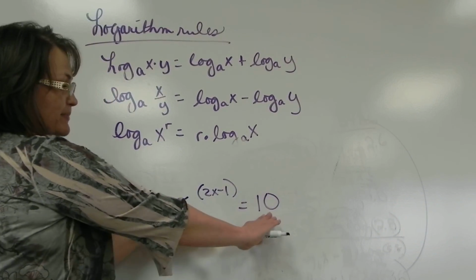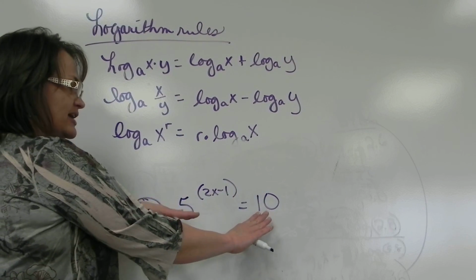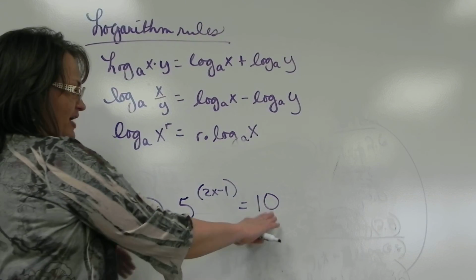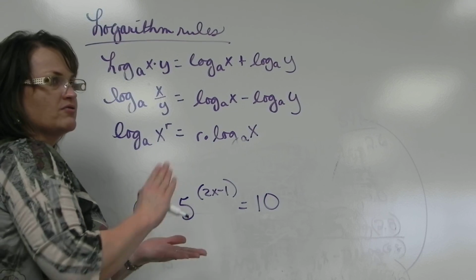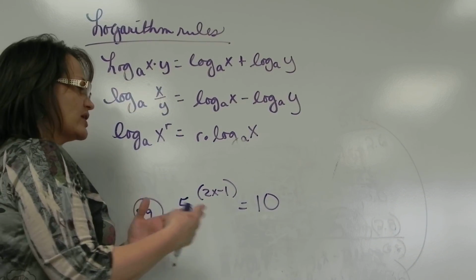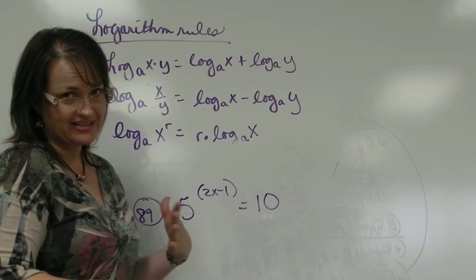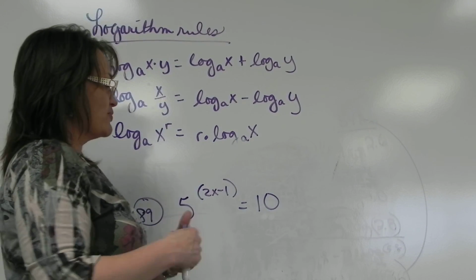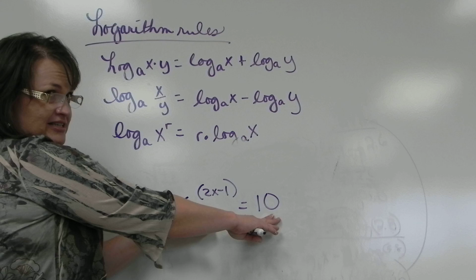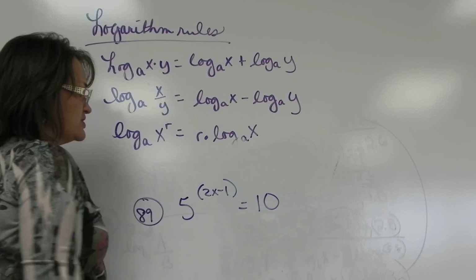Unless you could get like bases. And I know 5 and 10 are related, but they're not like bases. Like 10 is not 5 to the second or 5 to the third. So I can't make this a power of 5. It is 5 times 2, but that doesn't count. It has to be a power of 5. So there's no way to make like bases from that. So we need logarithms to do that.